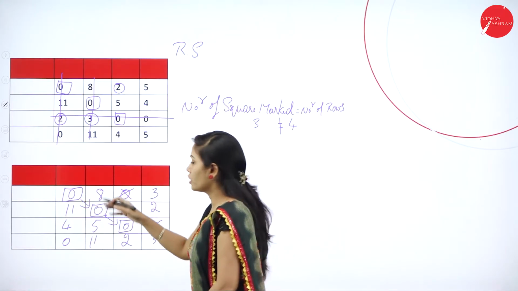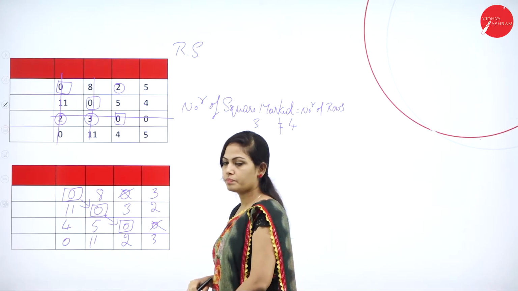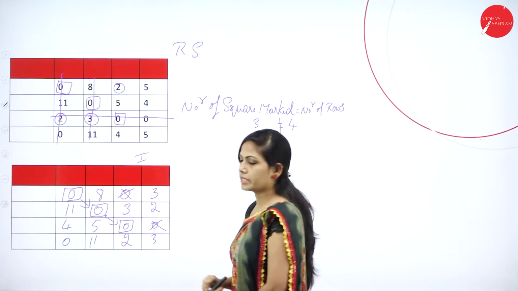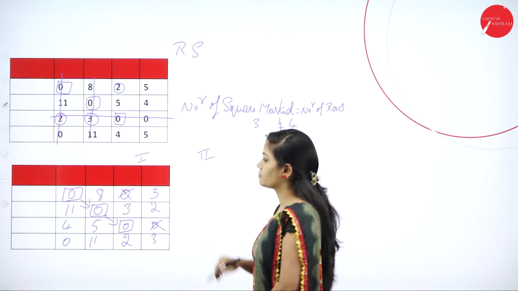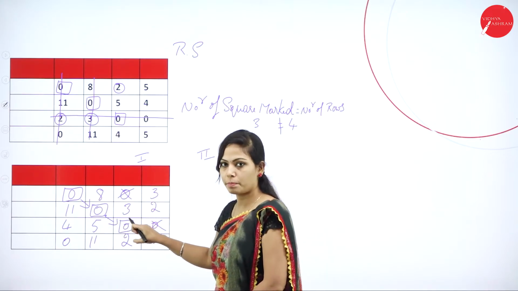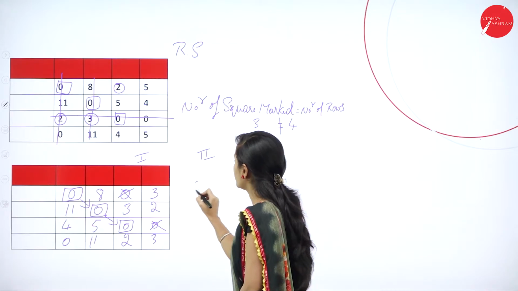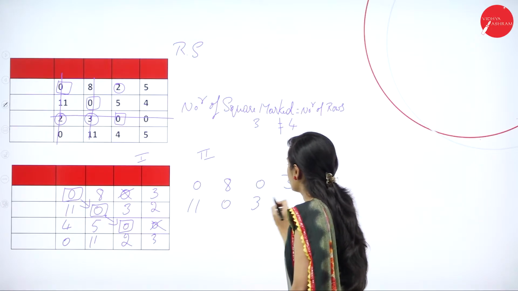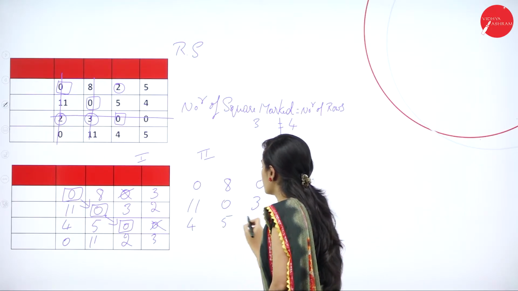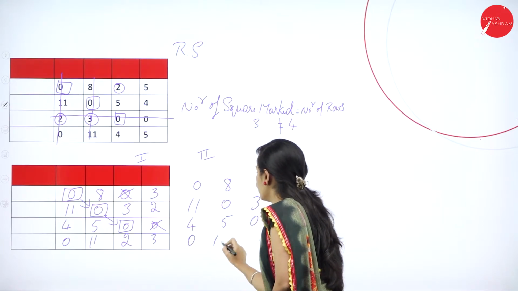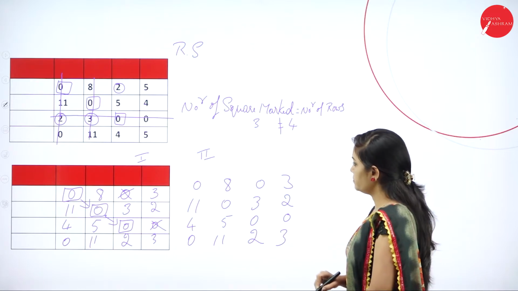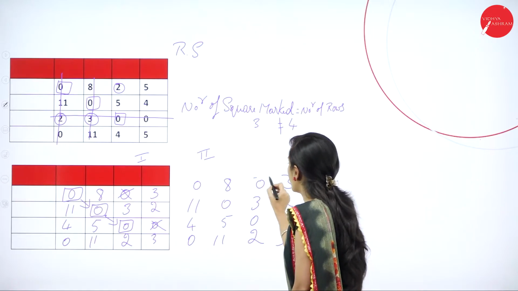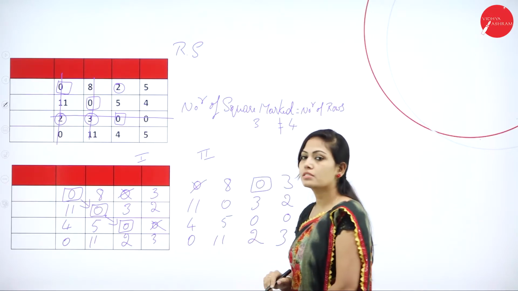So now again I got the 3 squares marked. So now I will choose another alternative. So this is the first alternative and the second alternative. So now I can't pick the zeros properly, so I will choose other values. So here 0, 8, 0, 3 in the first row, 11, 0, 3, 2, 4, 5, 0, 0 and 0, 11, 2, 3. In the first alternative, I have chosen this first 0 and in the second alternative, I will choose this 0 and I can cancel this 0.